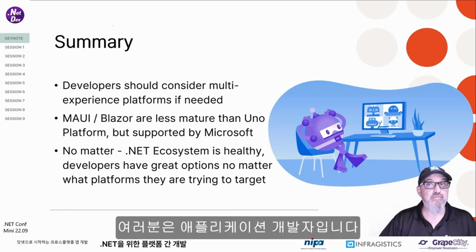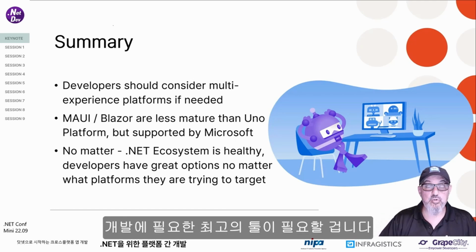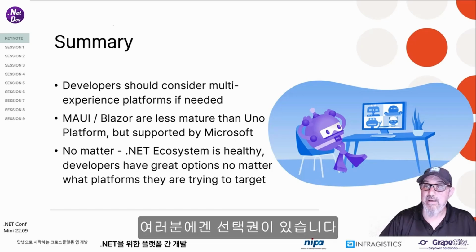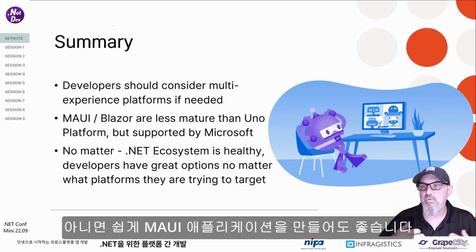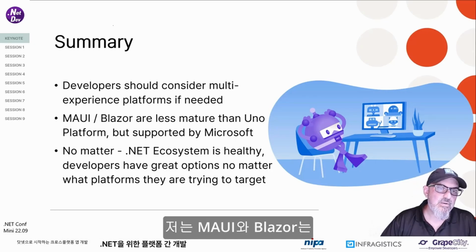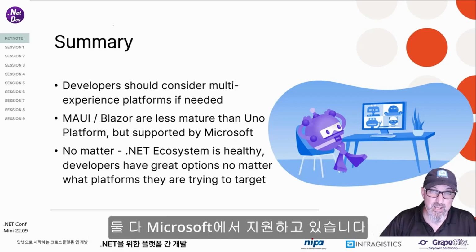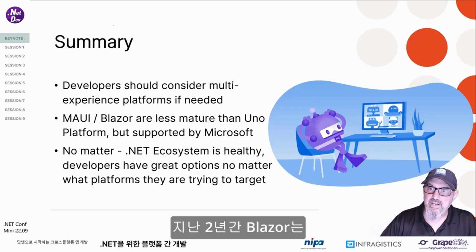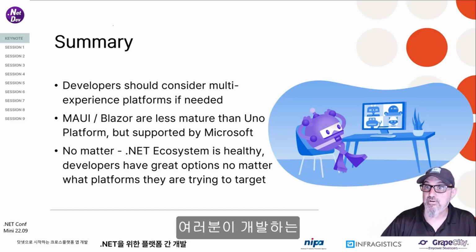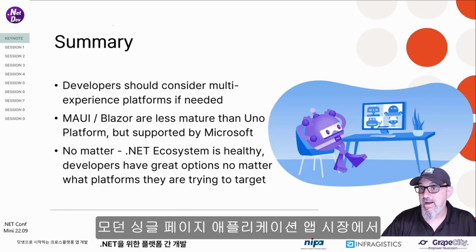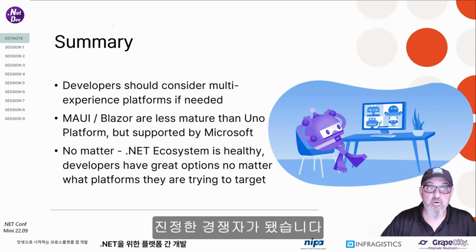You are an application developer. You're going to need the best tools that are available to you, and you do have options. You can use a Blazor hybrid app like I just showed you, or just as easy, we could have built a Maui application. I do want to highlight that Maui and Blazor are less mature than Uno, but they're supported by Microsoft. I will say that Blazor has made incredible strides in the last 2 years to be a real competitor in the enterprise space for modern single-page application apps that you need to build across your enterprise.